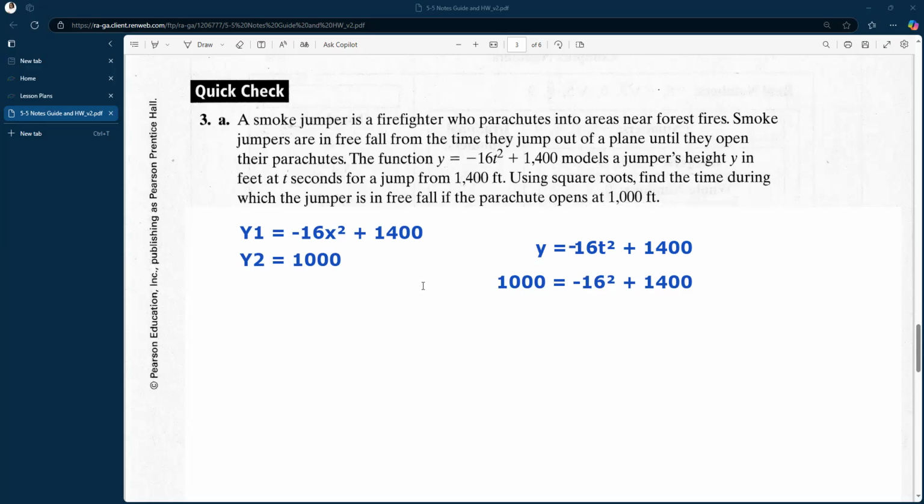Solving by square roots, I will subtract 1,400 from both sides. That gives me negative 400 is equal to negative 16t squared. I will divide both sides by negative 16. In this case, I am trying to isolate t squared. So negative 400 divided by negative 16 equals 25.